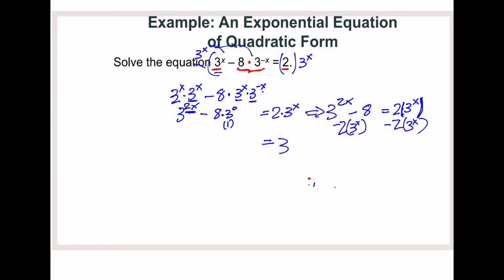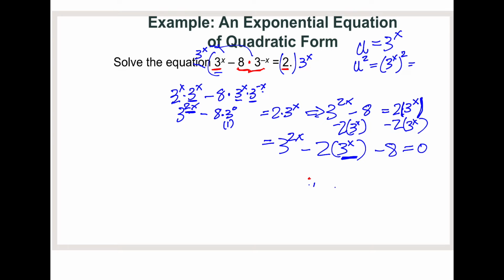So now I have 3 to the 2x minus 2 times 3 to the x minus 8 equals 0. Now we set our u equal to 3 to the x. So that u squared is going to be 3 to the x squared, which is 3 to the base 3 to the x power raised again to the second power. That's a power to a power. So we multiply those two, it becomes 3 to the 2x.